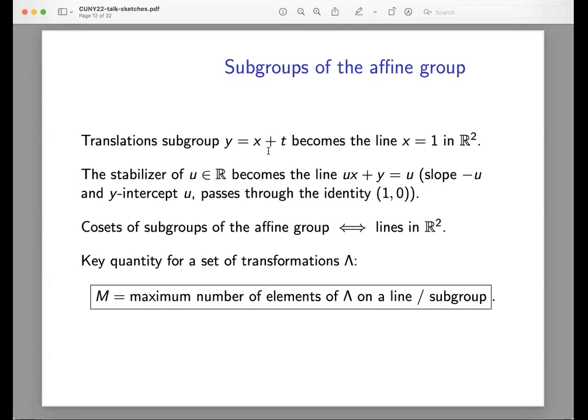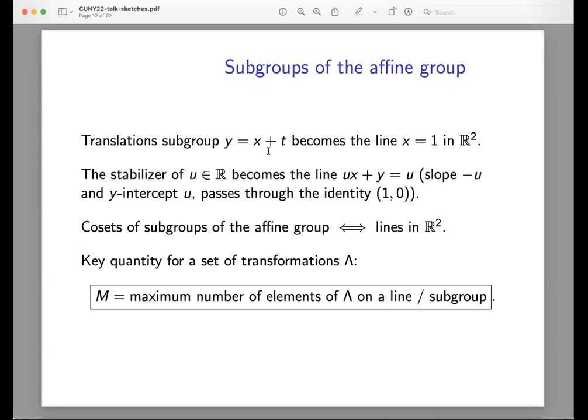And these lines for all u pass through the identity transformation, (1, 0). It's the identity transformation because then x is sent to 1 times x plus 0. So then the other thing that's going on is that cosets of subgroups also correspond to lines.